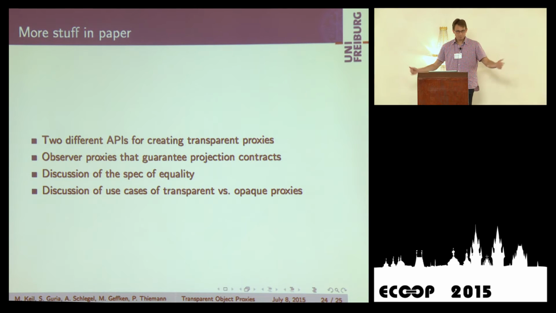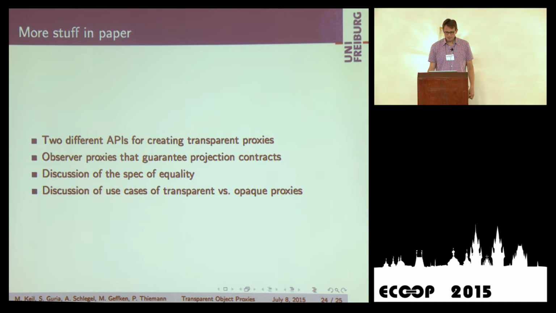In the paper you can see another API for creating transparent proxies, but we think this one is more intelligent. We also make a proposal for observer properties that guarantee that a contract implementation is always a projection, so that you can safely use transparent proxies to implement them.